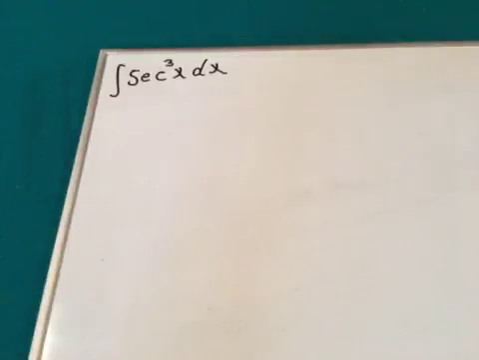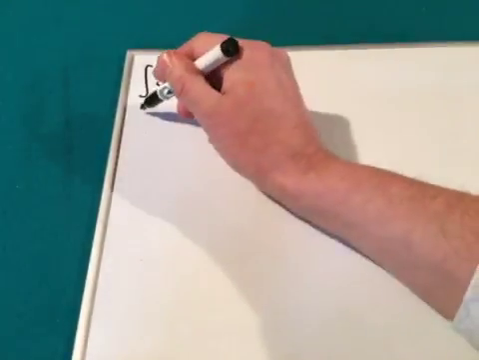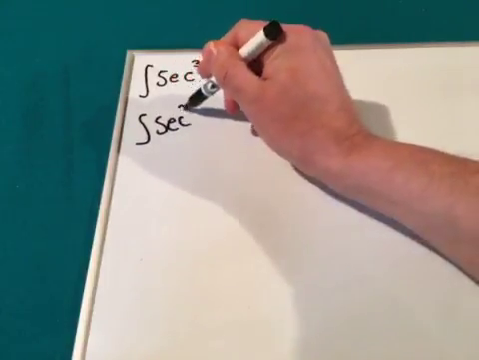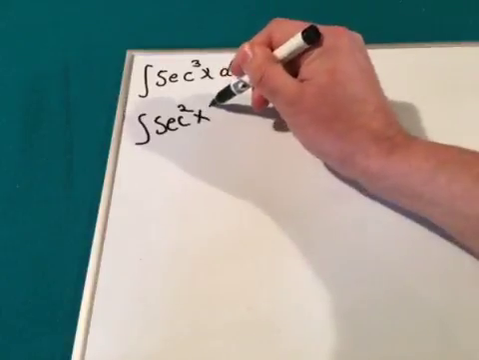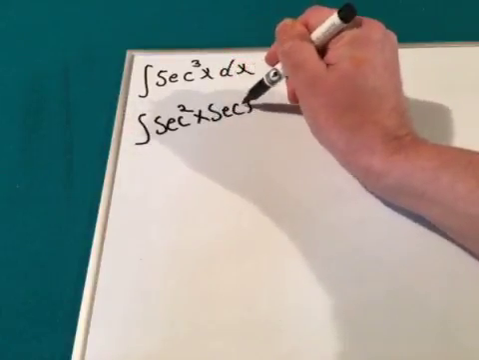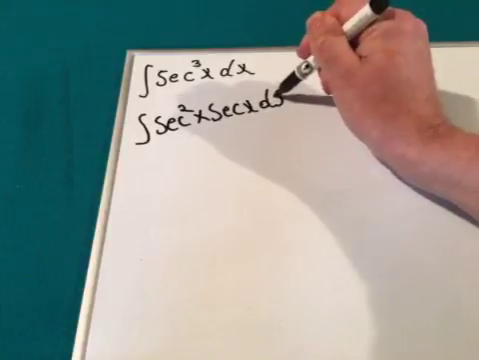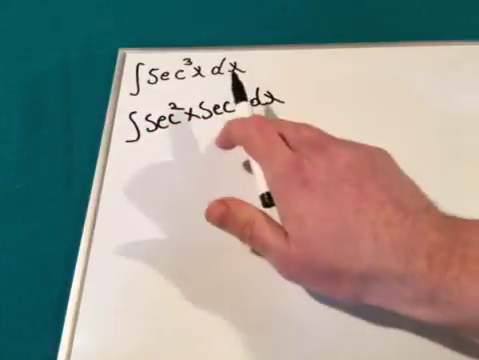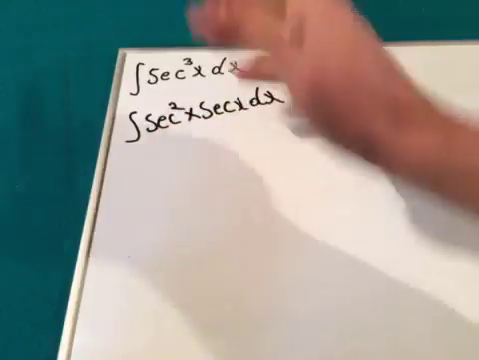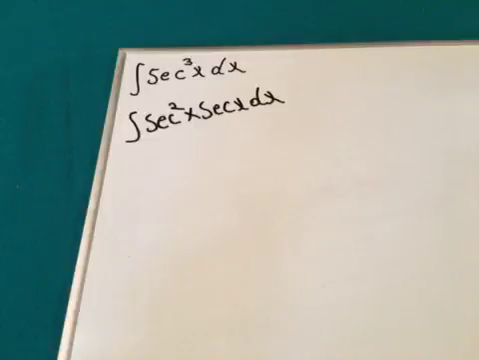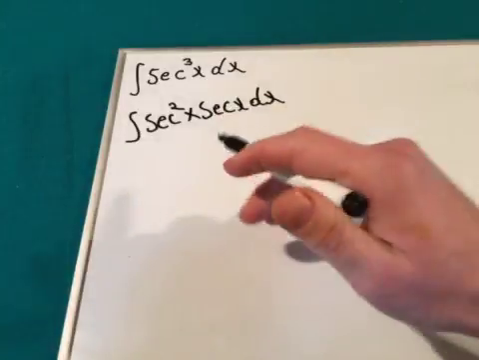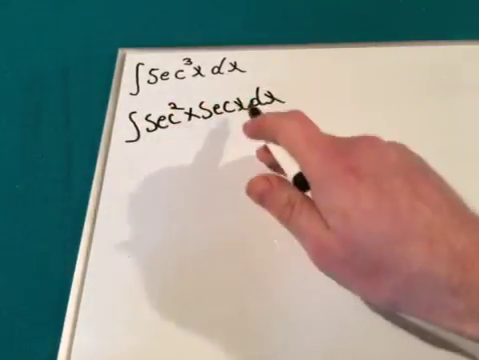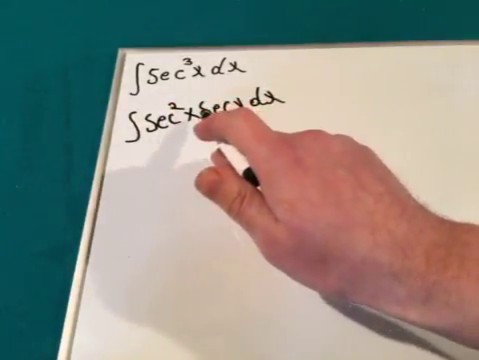Well, I could write this. I could write the integral of secant squared x and then times secant x dx, right? I'll admit I really didn't do anything there. I just split it up and now I have secant squared x times secant, but that's still just secant cubed. Okay, but what do I have now? I have the product of two things, right? I have secant squared times secant. So there's a product right here.